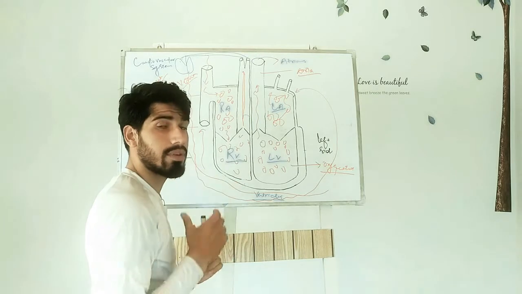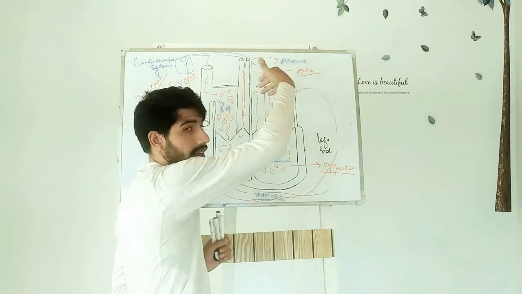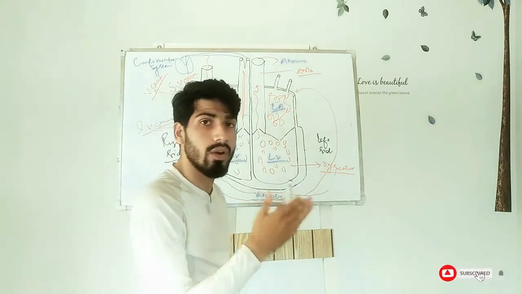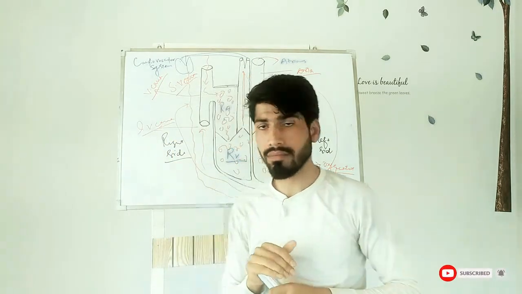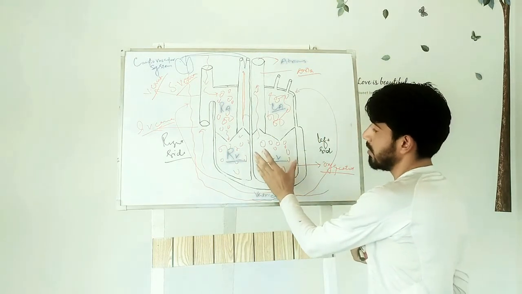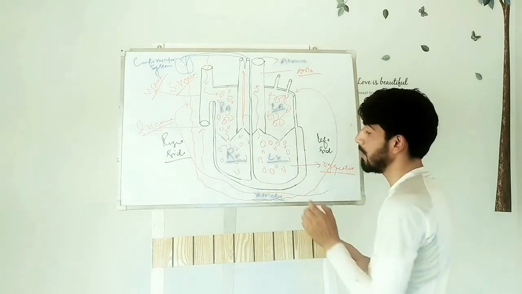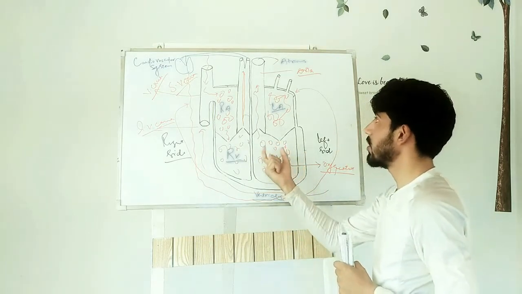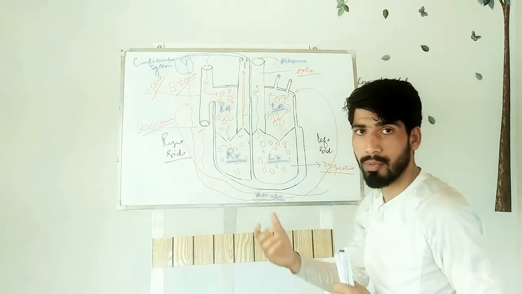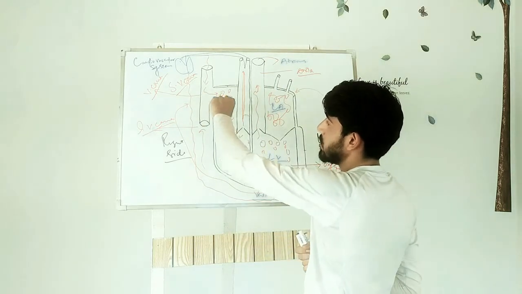Now what happens in the left ventricle? Same, the left ventricle contracts and blood goes into the rest of the body. So this cycle goes on and on. I will repeat again. First of all, the left ventricle contracts. Here the blood was oxygenated, the left ventricle contracts and blood goes into the rest of the body, and blood comes back in the right atrium.